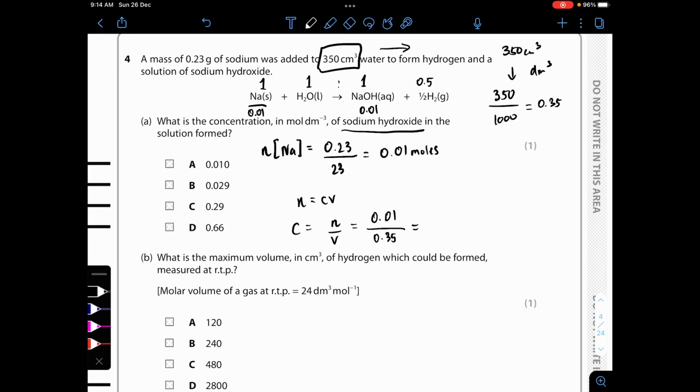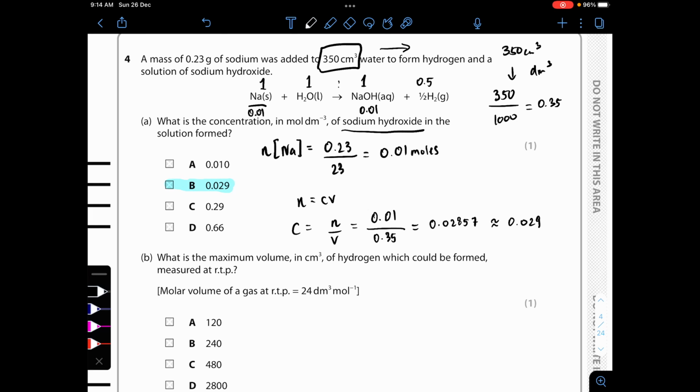So this gives us 0.02857, and if you were to round it, we will get 0.029. So let's look at our answers. You can see over here that is B. Okay, so let's move on to part B.